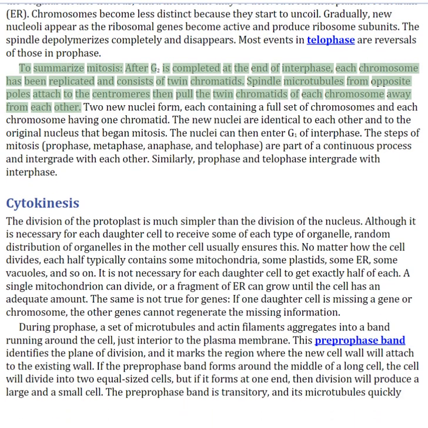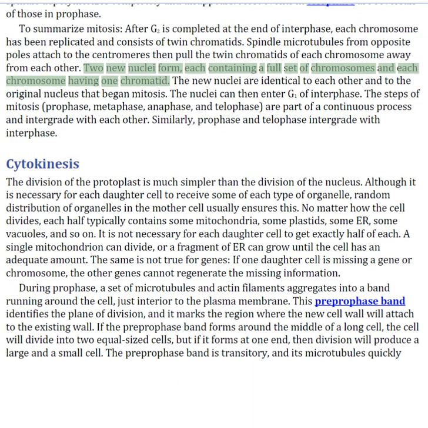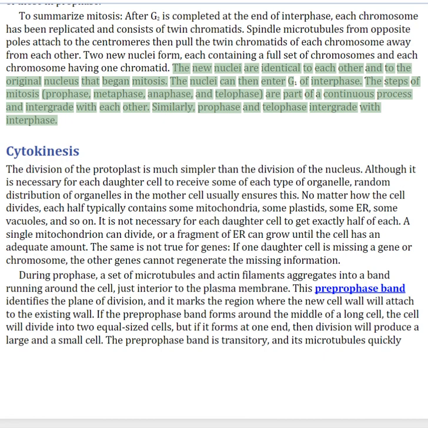To summarize mitosis, after G2 is completed at the end of interphase, each chromosome has been replicated and consists of twin chromatids. Spindle microtubules from opposite poles attach to the centromeres then pull the twin chromatids of each chromosome away from each other. Two new nuclei form, each containing a full set of chromosomes and each chromosome having one chromatid. The new nuclei are identical to each other and to the original nucleus that began mitosis. The nuclei can then enter G1 of interphase.